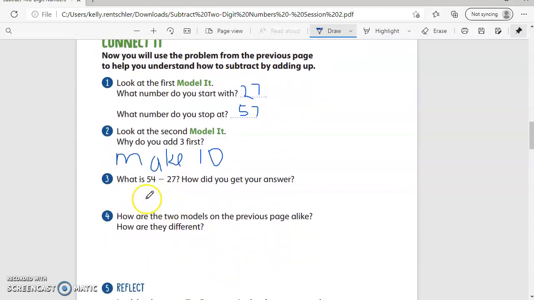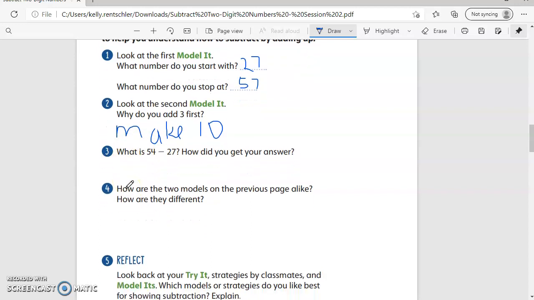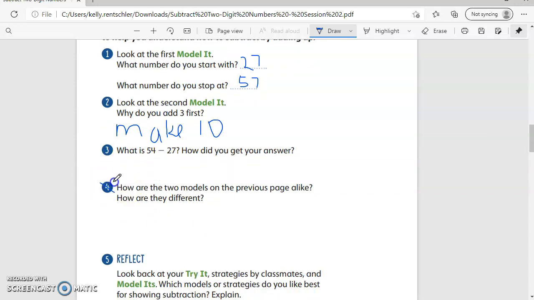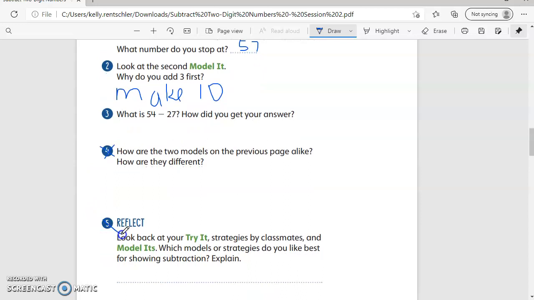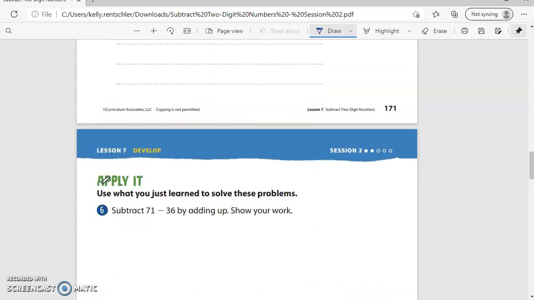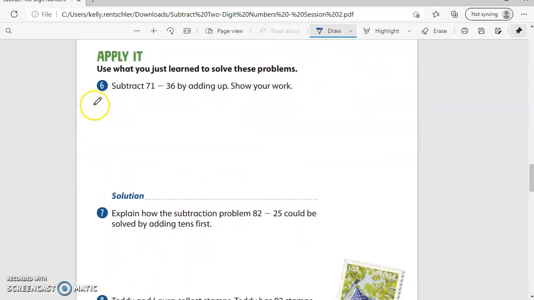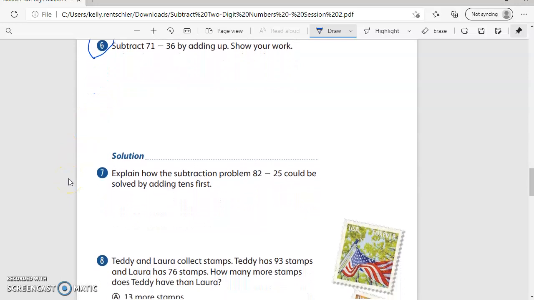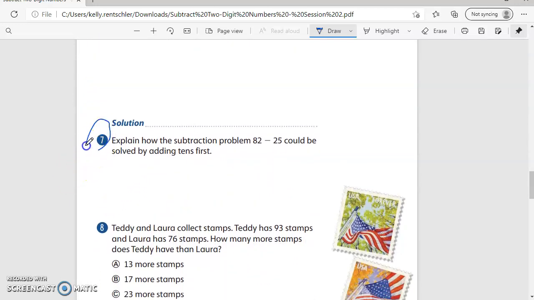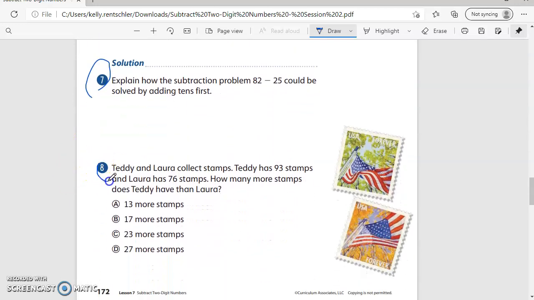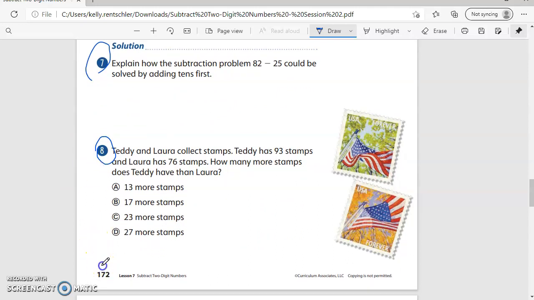All right. What is 54 minus 27? I want you to go ahead and solve this. Don't do number 4. You want to do number 5. So I want you to do number 3, and then on your own, you're going to use 6, 7, and 8 on page 172.